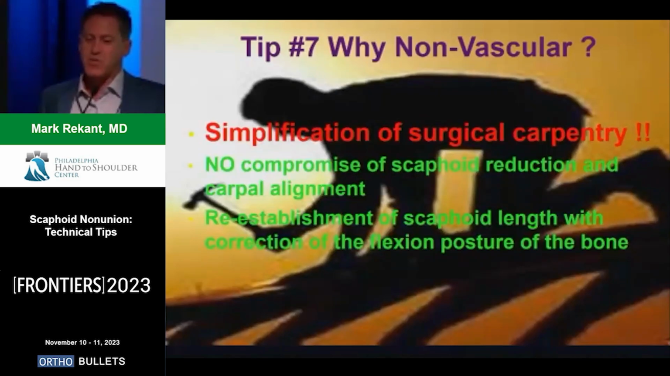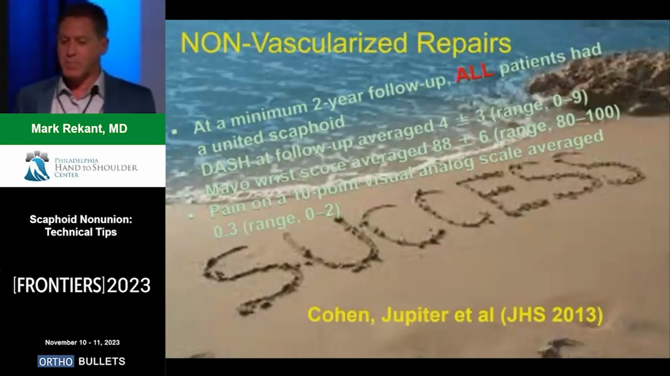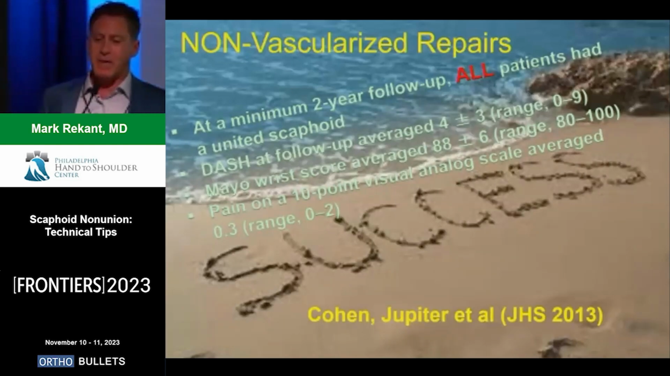Tip number 7 is why non-vascular. It's just a simpler procedure. You don't have to worry about tearing the blood vessel pedicle. You don't have to worry about finding the blood vessel pedicle. And you can concentrate on that reduction and carpentry. So here you see that Cohen and Jupiter published a paper with non-vascular repairs that all their patients had a united scaphoid.